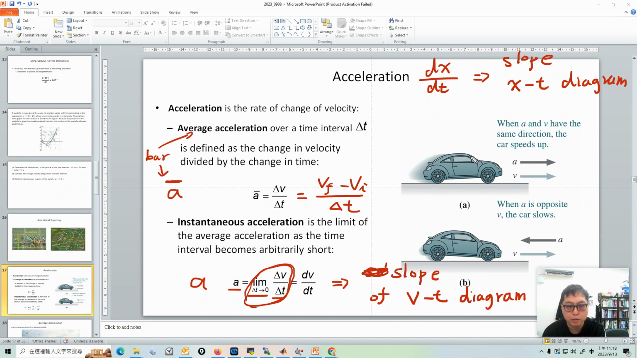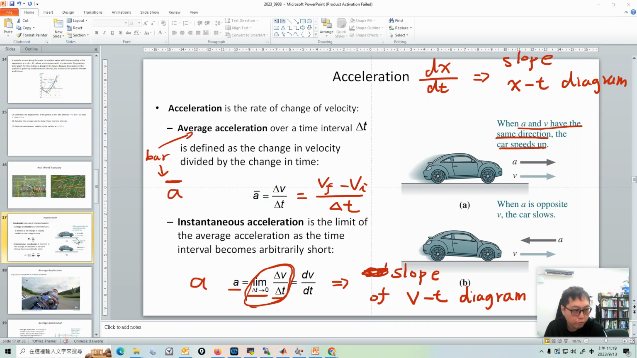Acceleration is a useful concept when you do kinematics calculations. If acceleration and velocity have the same direction, the object speeds up. But if the acceleration and velocity are in opposite directions, the velocity goes down. I think it's easy to imagine this. This concept is very useful when you do calculations later, and it will help you define something. We'll talk about this later.